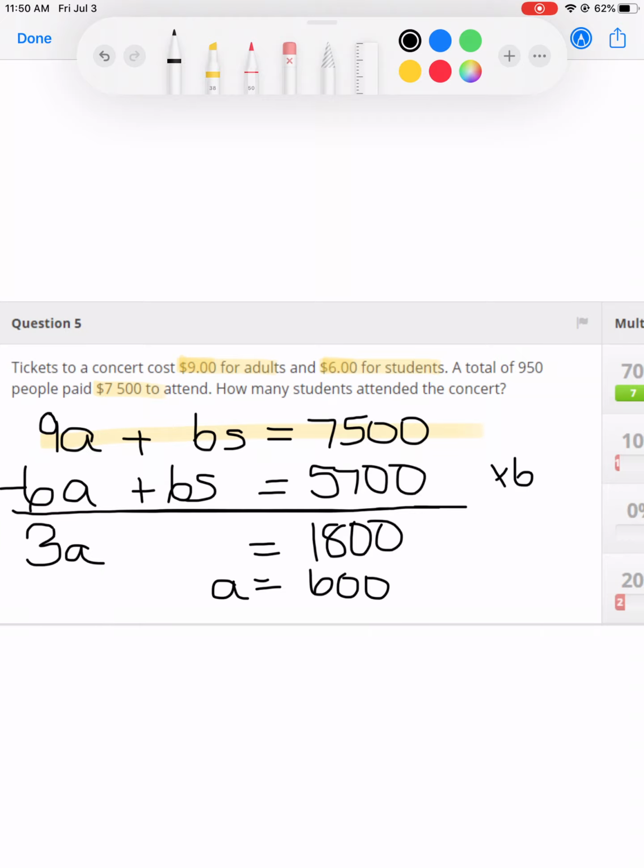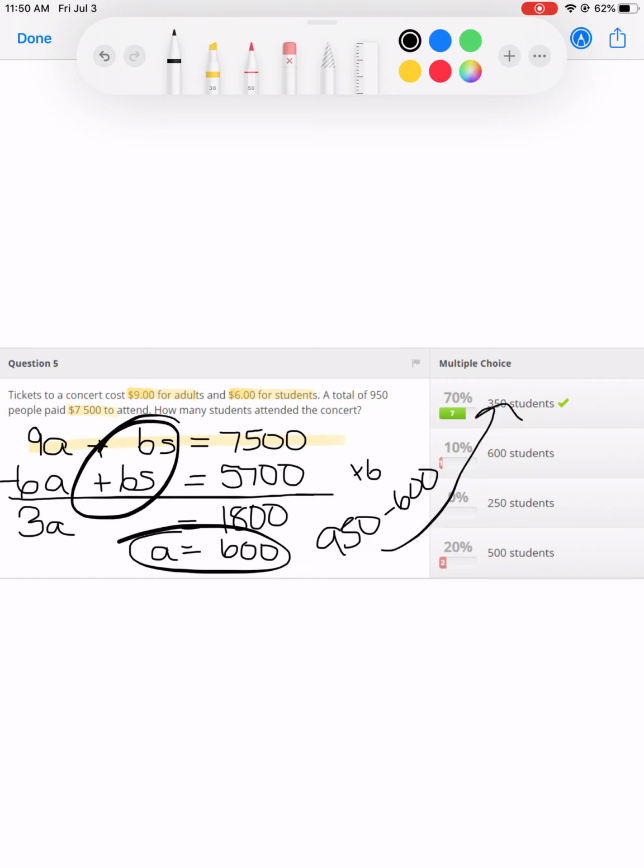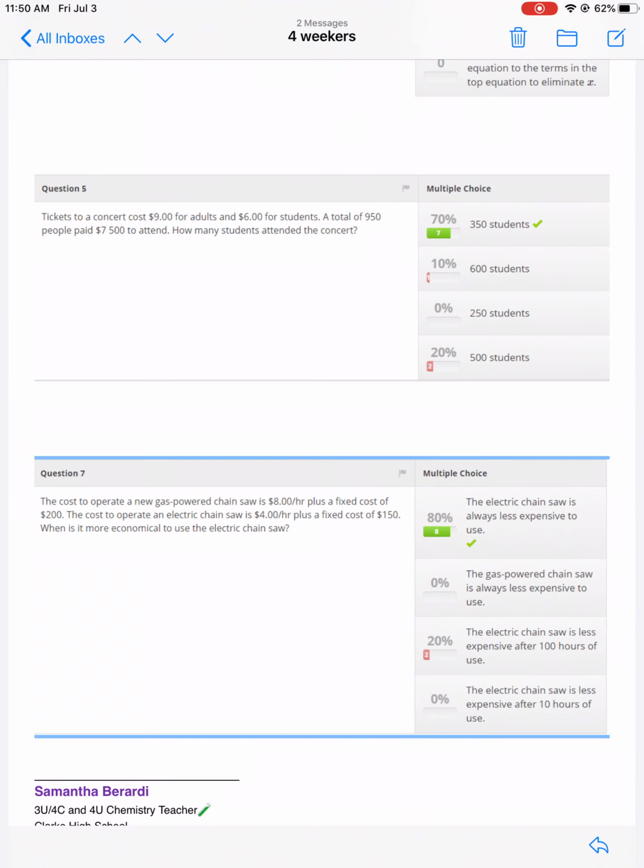But it says how many students attended the concert. So we know 950 people attended. We have to subtract 600 because that's adults, right? So that gives me 350. I could have eliminated the other variable and then I wouldn't have had to do that extra step, but that's just the way I went. Okay, last one. This should be very similar.